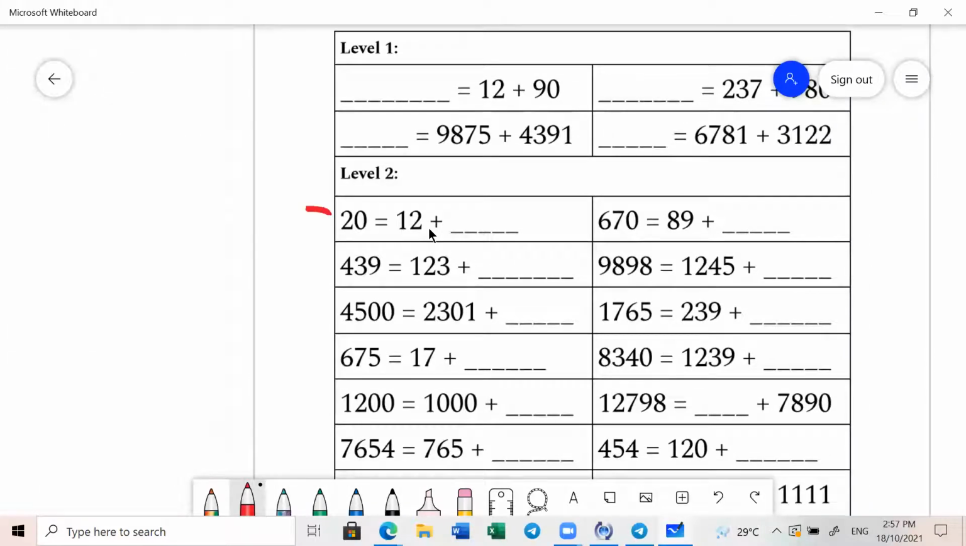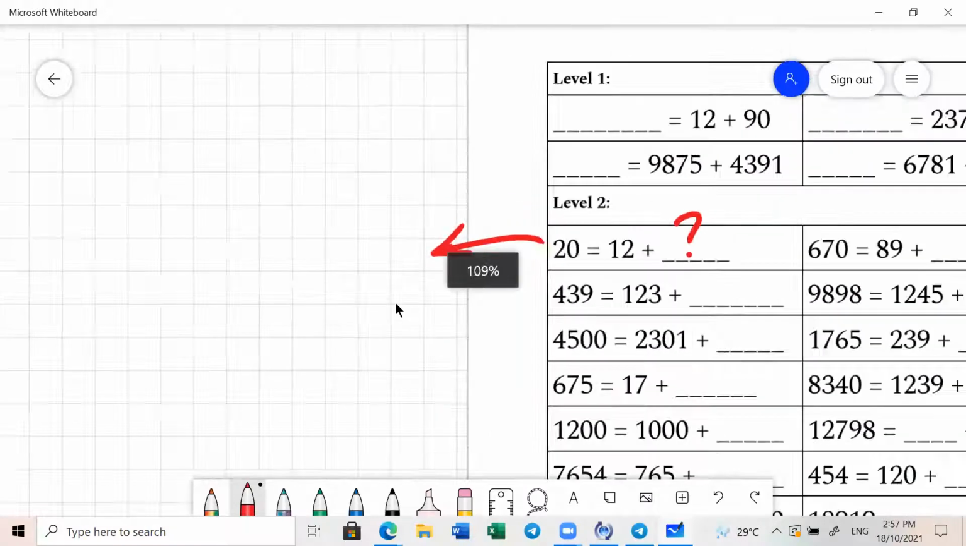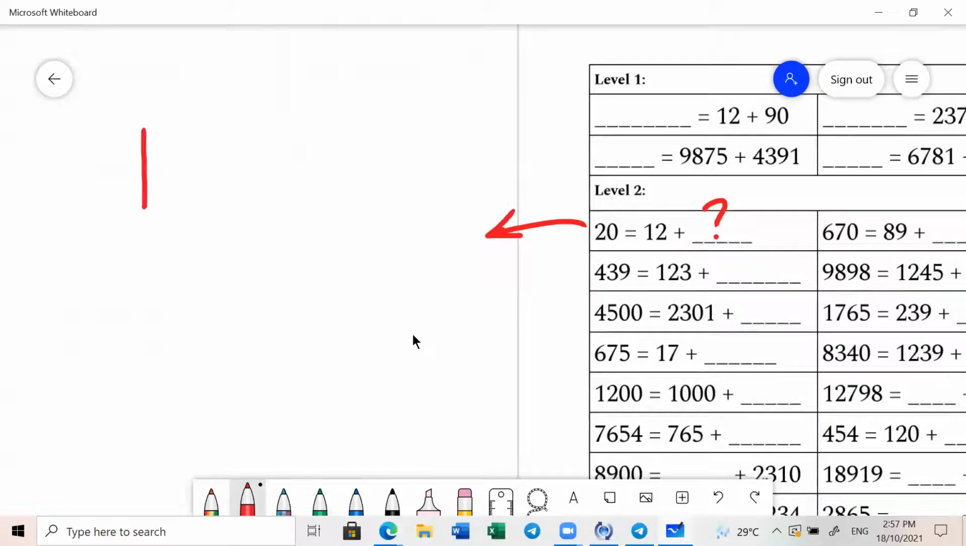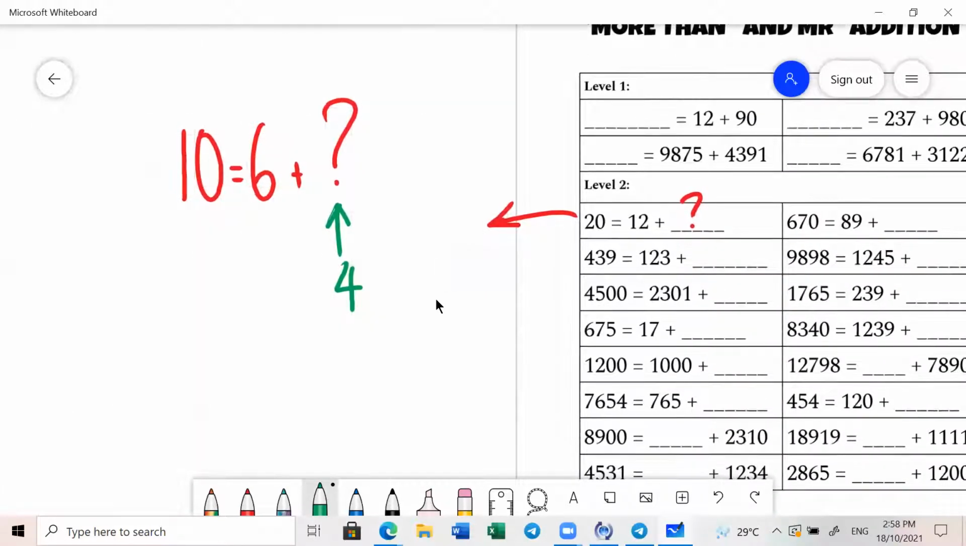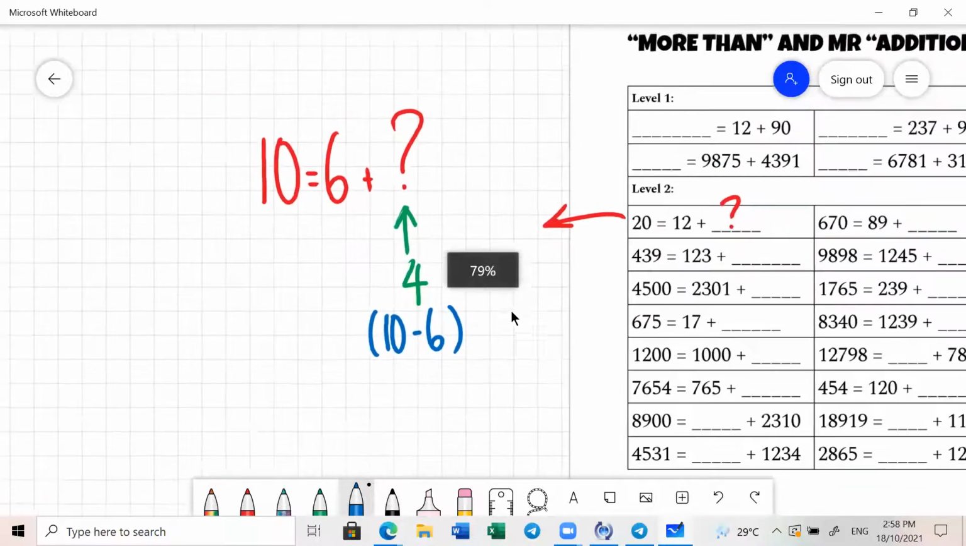Now, when you look at this question, you'll be like, how am I supposed to find the question mark over here? I guess that's what you're thinking. So here's what I'm going to do. I'm going to use a very simple example to help you understand first. Let's say I have 10 equals 6 plus question mark. I think most of you will tell me that the answer is 4 in a heartbeat. But now, when I ask, why is the answer 4? Not many of you will be able to answer, but let me explain why the answer is 4. The answer is 4 because you do 10 minus 6.